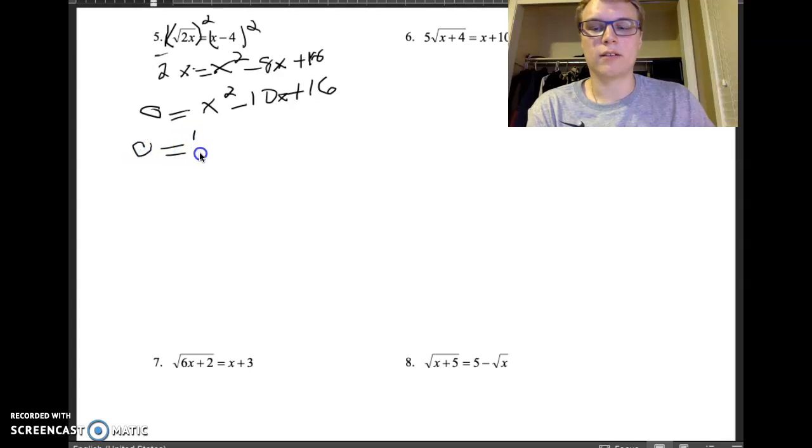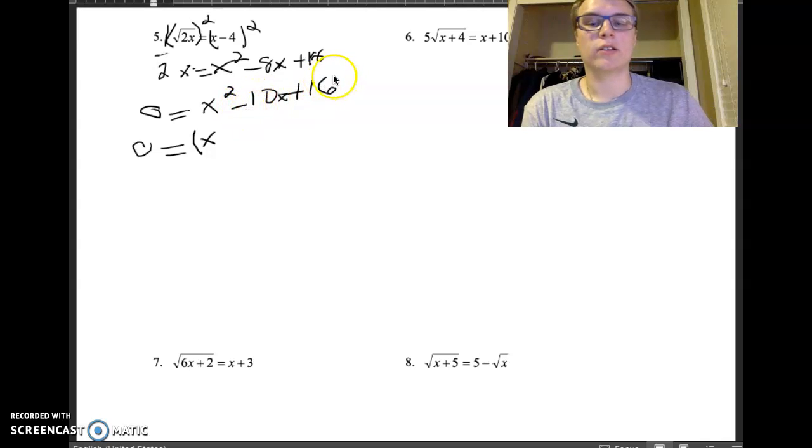So then we get x. Now, remember when we do this, we need to see what factors of 16 add to negative 10 here. So what are those factors? Well, to get to 10, we need 8 and 2. So to add to negative 10, we need negative 8 and negative 2.